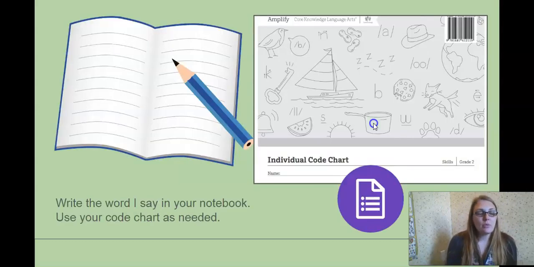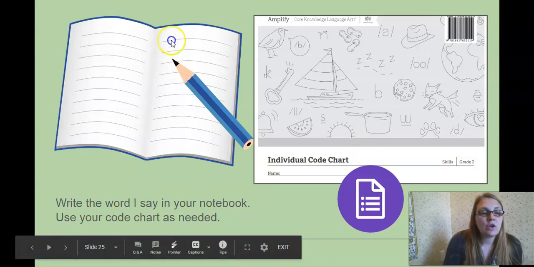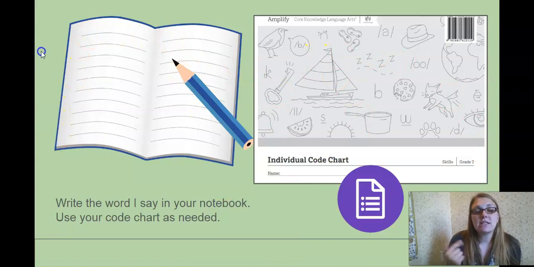Now it will be our portion of the lesson where we do dictation. Again, you'll need your notebook or paper to write on, and your individual code chart. You're going to listen to the word I say. I'll read it in a sentence. Say it again. You'll write it down and we'll go over it. It will be a very similar setup. The other 3 words will be on the Google Form slide at the end.